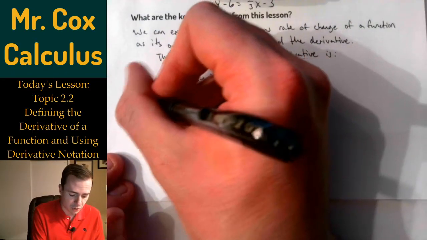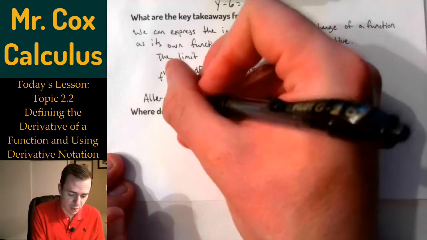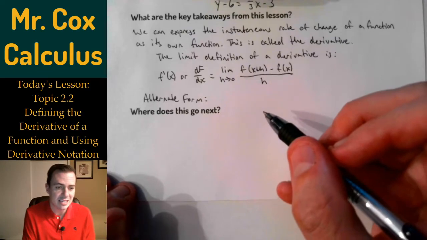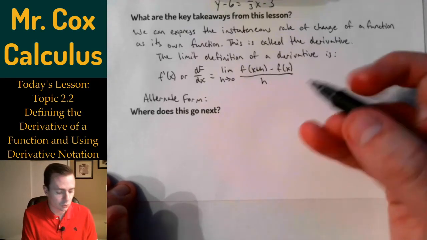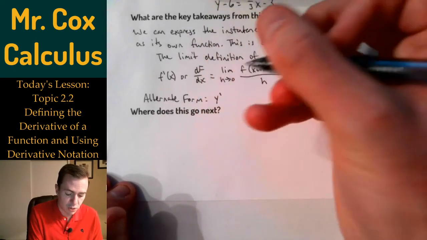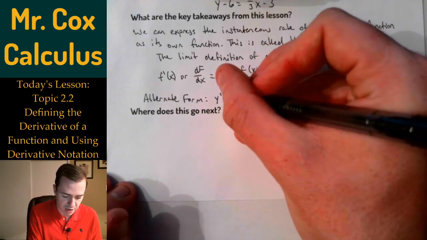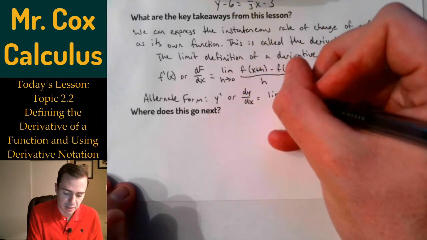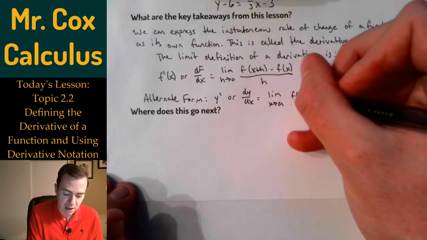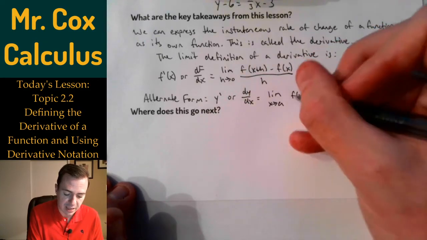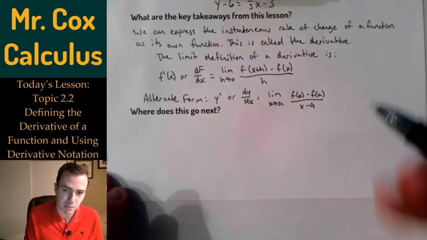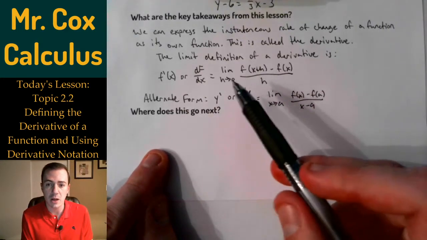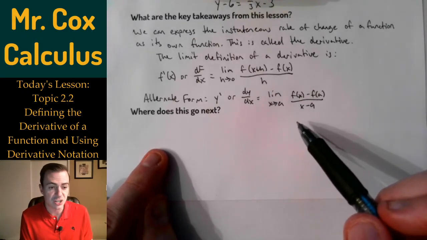And remember, there is an alternate form that will come up from time to time, and really it's just important that you understand if you see this form that it's describing the idea of a derivative. I'll use y's for this one: either y prime or dy dx is equal to the limit as x approaches a of f of x minus f of a all over x minus a. So the notation is a really important takeaway, as well as this limit definition of the derivative.